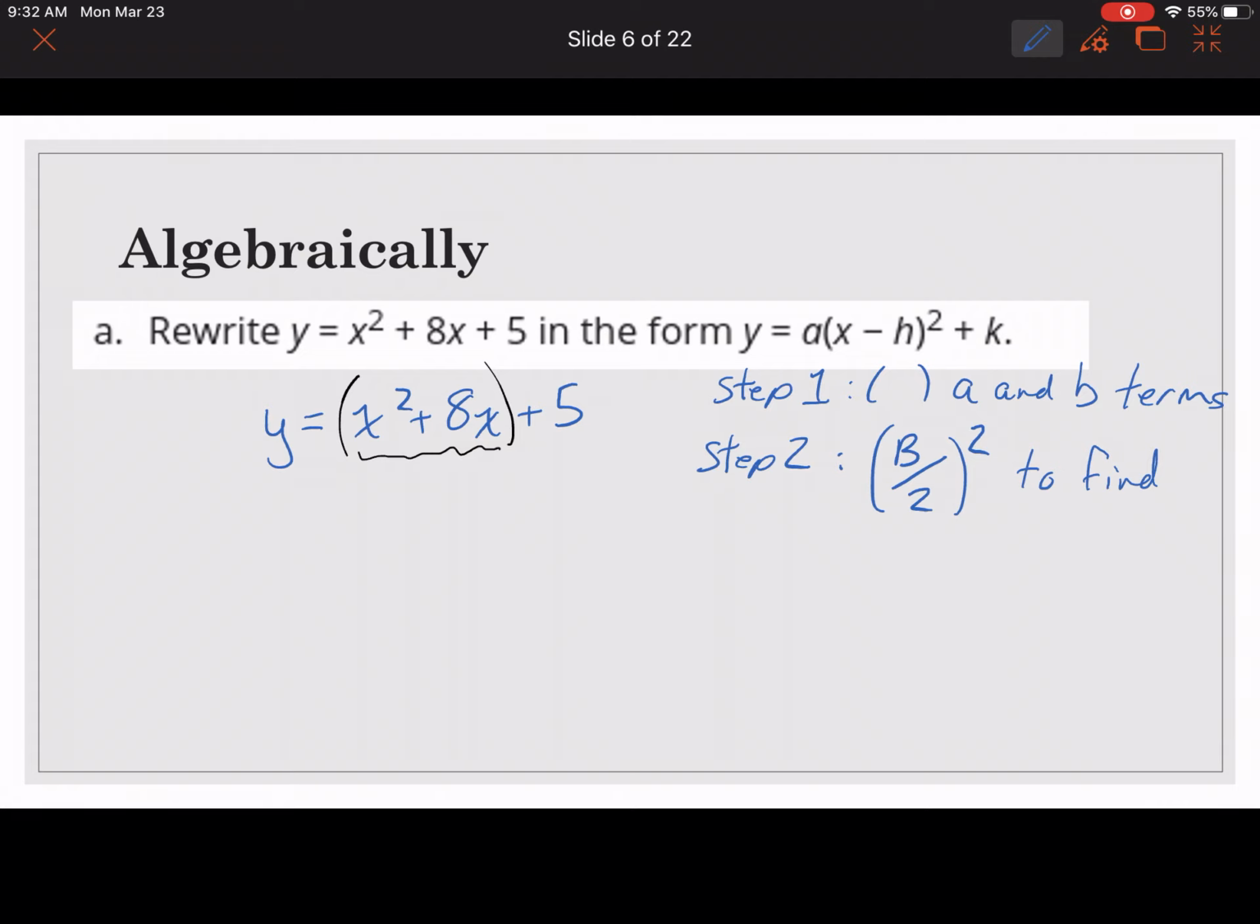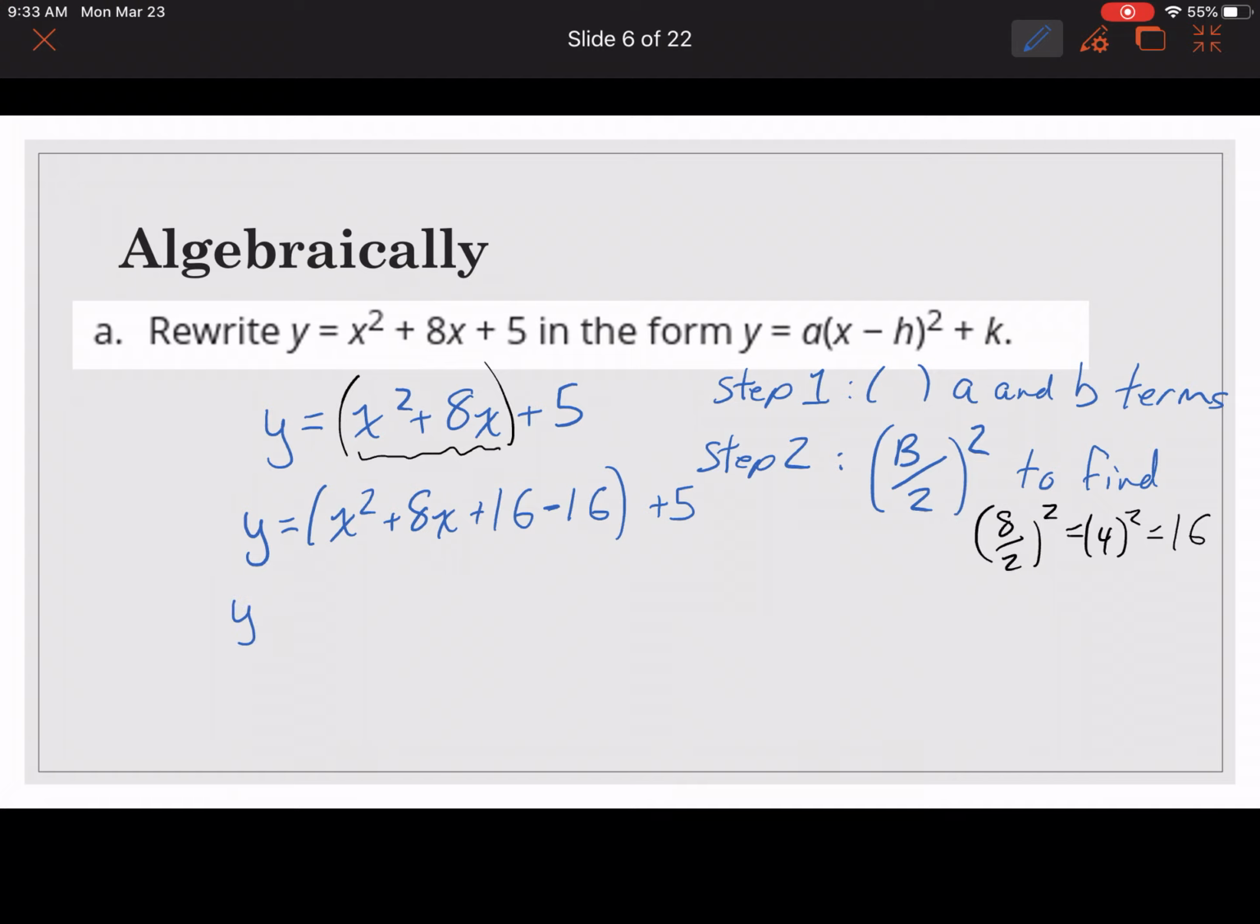So in this case, we have 8 divided by 2 squared, which again we said was 16. So now we need to both add that and subtract it. And since we don't have an a term, it really doesn't matter if you put that inside or outside the bracket to start. Once we have an a term, I want you to write it inside the bracket, and then we can move it outside the bracket, and you'll see how that works in a few minutes.